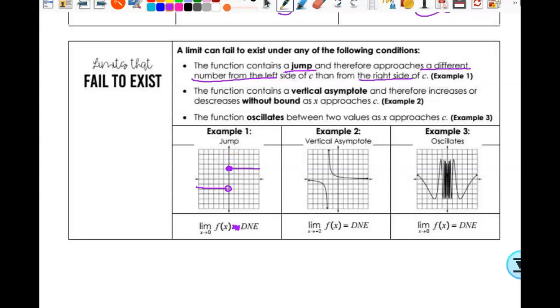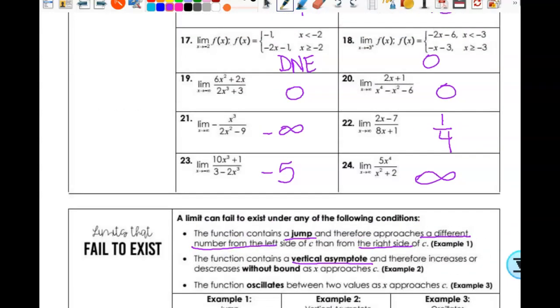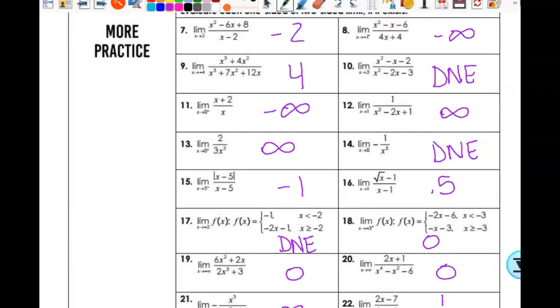All right, so the next time a limit fails to exist is when you have a vertical asymptote. There's your vertical asymptote right here. Did we just look at some that had vertical asymptotes? Yes. Did we say our answers were infinity and negative infinity? Yes, we did. That's not how we got infinity here, but that's how we got all these up here. It all had to do with vertical asymptotes.